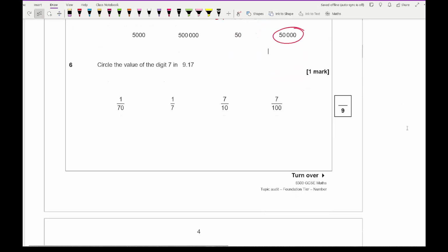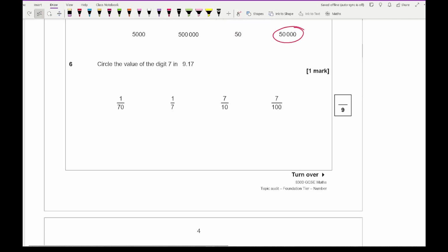Then for question 6, it says circle the value of the digit 7 in 9.17. So this first one is a tenth, so that's going to be a hundredth. So it's 7 times a hundredth, which is 7 over 100, which again is our fourth option.